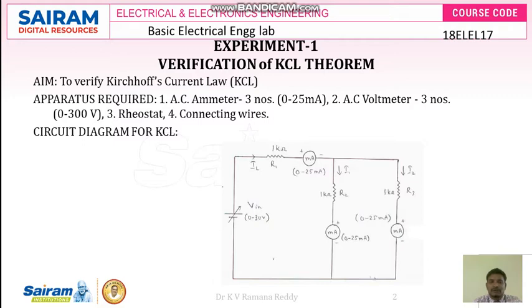One, AC ammeter, 3 number, with a current rating of 0 to 25 milliamperes, and AC voltmeter, 3 number, with a voltage rating of 0 to 300 volts, and 3 rheostats. Connecting wires are required. To verify the Kirchhoff current law theorem, this is the circuit diagram we are going to follow.